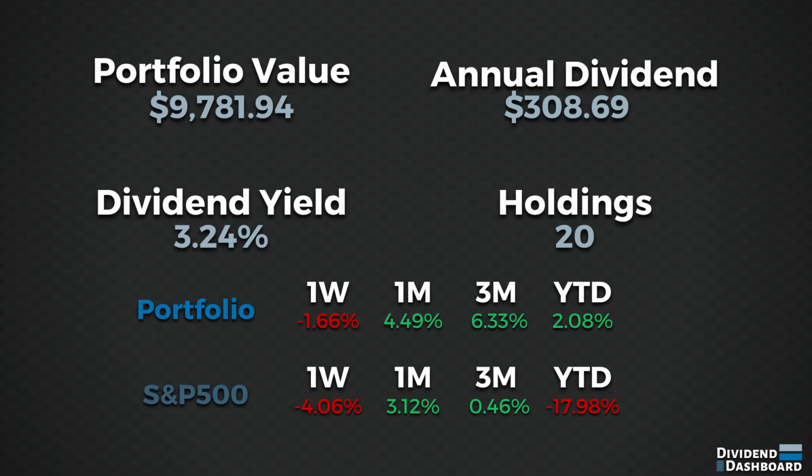Time for a portfolio update. As usual, at the end of every video, we take a look at how my dividend portfolio is doing. Value is sitting at $9,781.94 with a dividend yield of 3.24%. This translates to $308.69 in projected annual dividends with 20 holdings. Performance-wise, we are doing pretty well, year-to-date up 2% versus almost 18% down of the S&P 500.